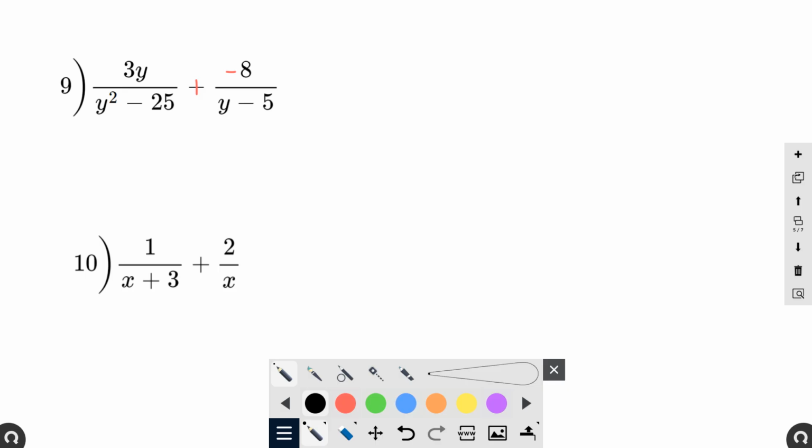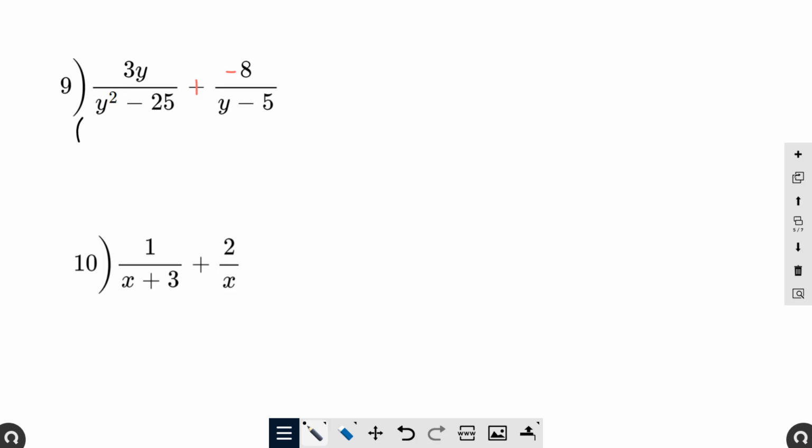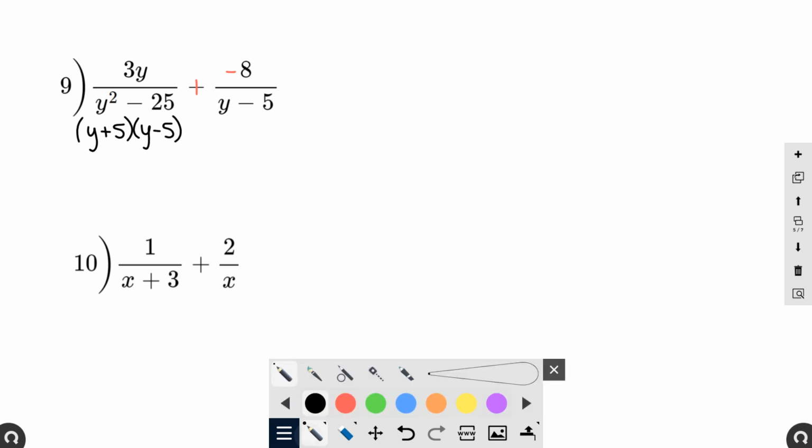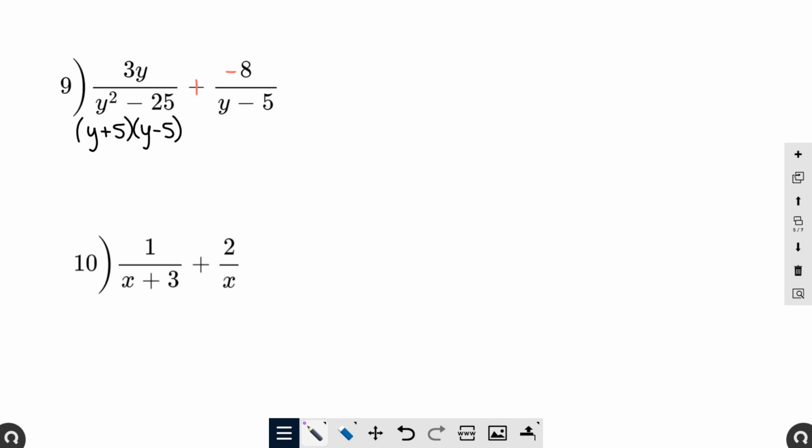Factor denominators. Y squared minus 25. Now, our next denominator is just y minus 5. Does that factor? No. But let's, that's right, multiply. On that second fraction, we need to multiply by y plus 5. Do I have to multiply both fractions by something? No. That's why I wanted to show you this one.